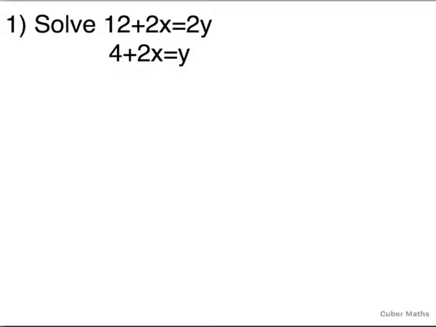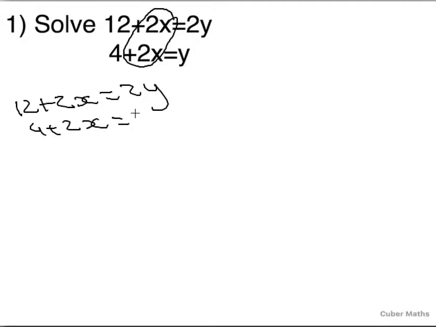We have our first problem, and it says solve 12 add 2x is equal to 2y, 4 add 2x is equal to y. Now this one is actually quite easy because if you see here, we have a 2x in them both, so we can cancel it out. So if we write out our equations here, we've got 12 add 2x is equal to 2y, and 4 add 2x is equal to y.